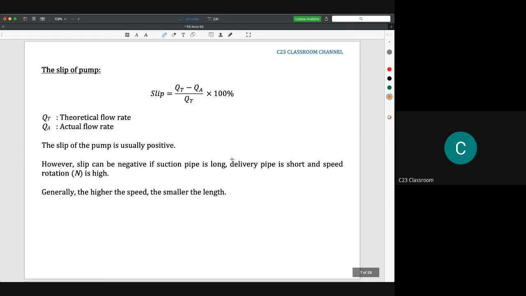So this is the slip of the pump. We could calculate it from the theoretical flow rate minus the actual flow rate, divided by the theoretical flow rate. And we multiply by 100%, so we get the percentage slip of the pump. This actually represents how good the seal is between your piston and your bore.